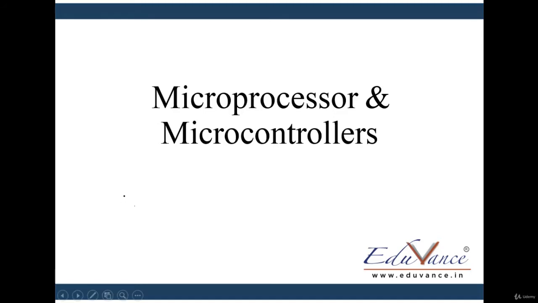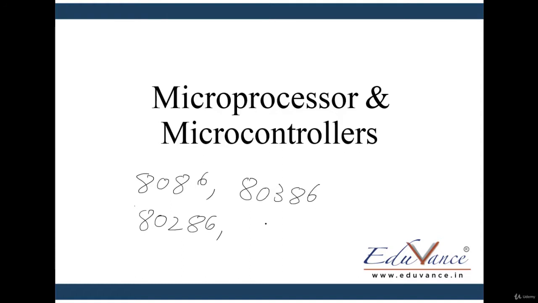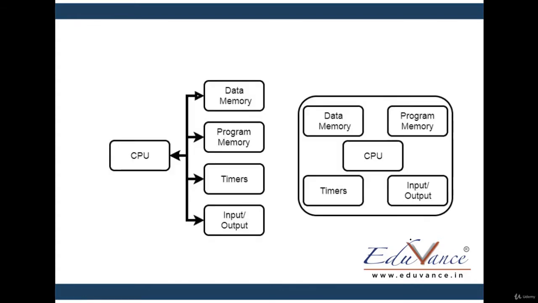Hello everyone. In today's lecture, we will be looking at the difference between the microprocessor and microcontroller. When I'm talking about microprocessor, I'm talking about the Intel series of microprocessors. That is 8086, then we have 80286, 80386, and we have Pentium family. So I am going to compare microprocessor of Intel with some of the microcontrollers.